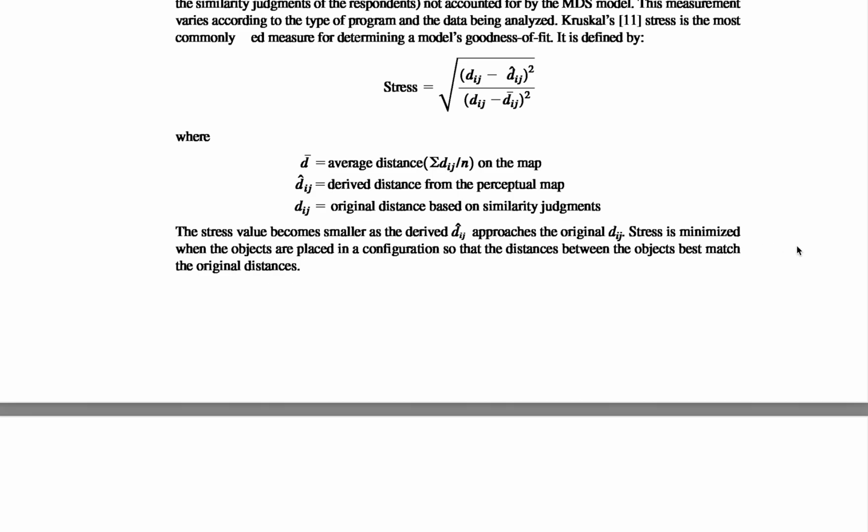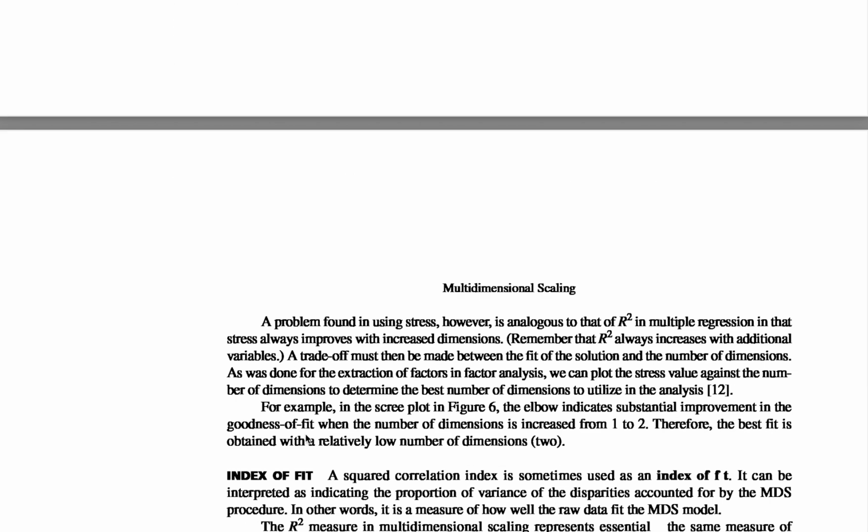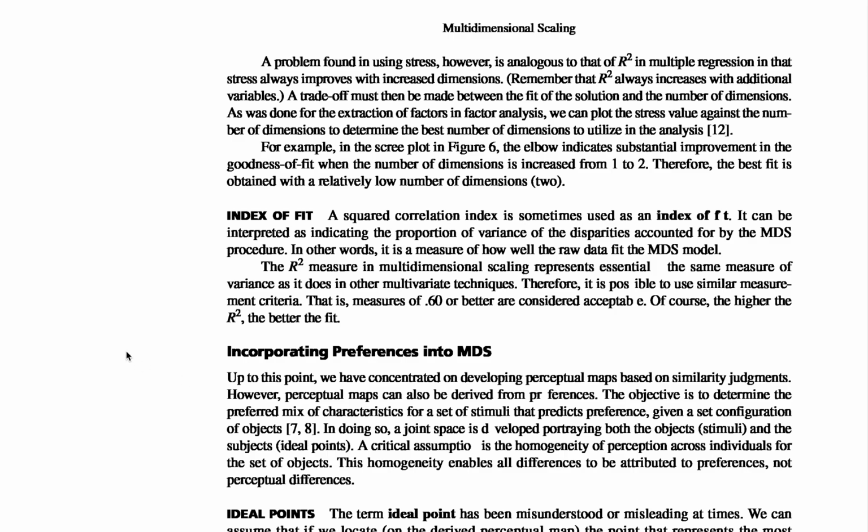Stress is minimized when the objects are placed in the configuration so that the distances between the objects best match the original distances. A problem found in using stress, however, is that, in analogy to R2 in multiple regression, stress always improves with the increase in dimensions. Remember, R2 always increases with additional variables. A trade-off must then be made between the fit and the solution, that is, the number of dimensions, as was done for the extraction of the factors in factor analysis.